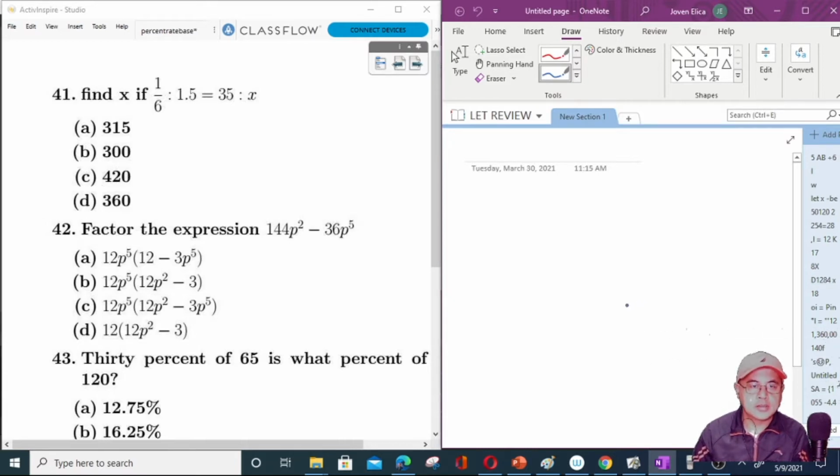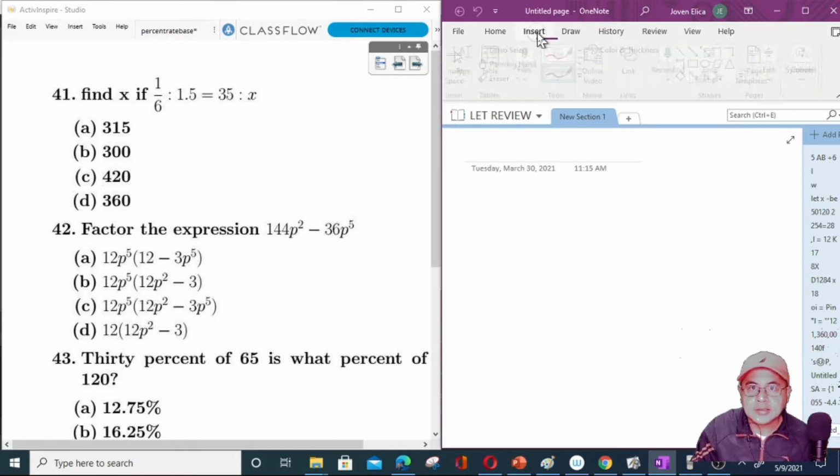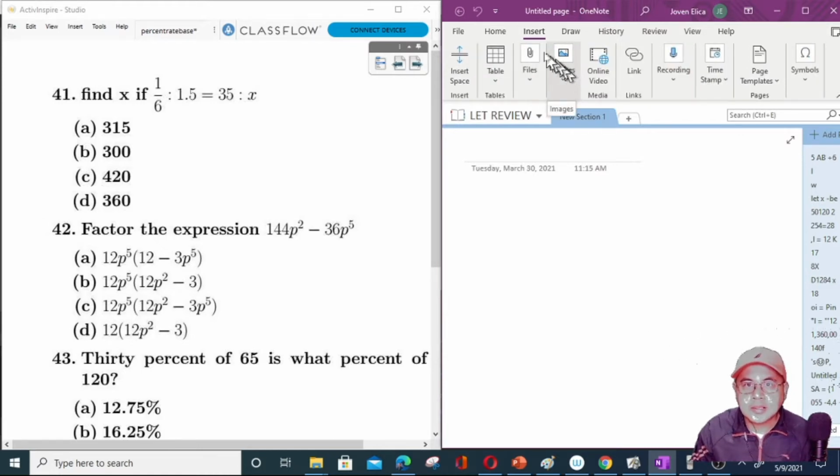So we are now in question number 41 of the Let Review series in mathematics. The question here in number 41 is, find x if 1 over 6 is to 1.5 is equal to 35 is to x. So this is a ratio and proportion problem. So this is very easy for us. So let us try to answer this one.